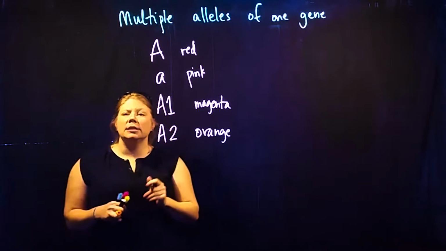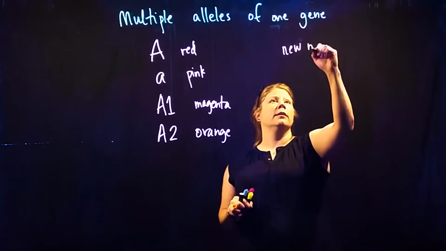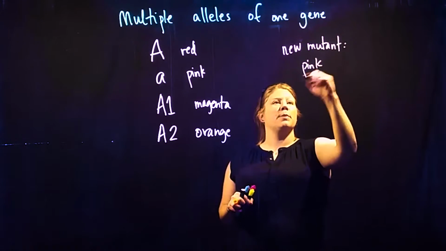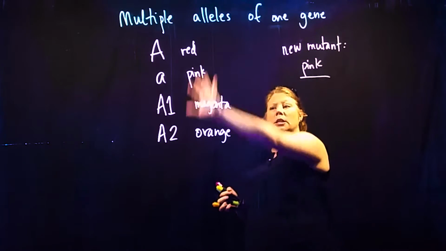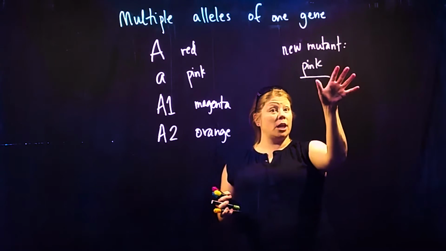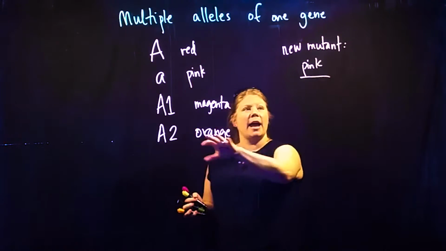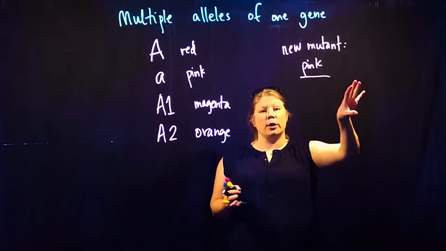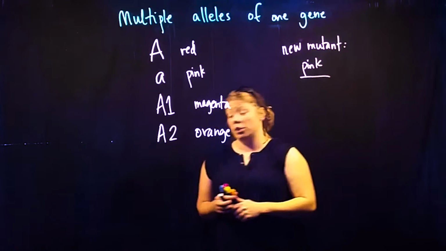Now, if I were to discover a new mutant, a new mutant flower, and it's pink, I want to ask, have I discovered a new allele of gene A? Or is this a whole separate gene that affects flower color? So I'm wanting to ask if I have another allele of gene A or a mutation in a separate gene that affects flower color. And so we're going to work through a problem that lets us solve this question, okay?